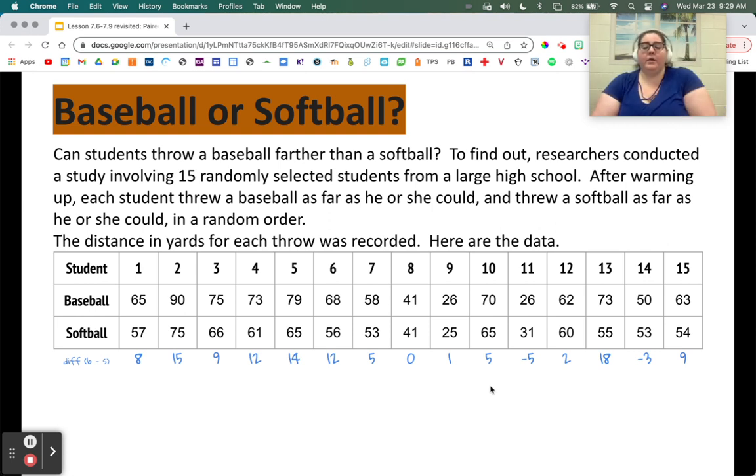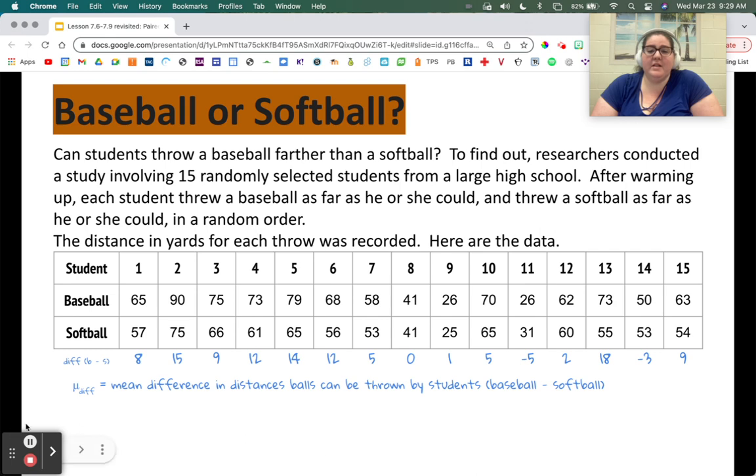So we're going to go through our steps. Our first step is to define our parameter. Now my parameter is technically just one parameter of the differences. So I'm going to write that as mu diff, or you could write mu d, is the mean difference in distances balls can be thrown by students, baseball minus softball. Again, we want to make it super clear in as many places as possible which way we're dealing with, which way we're subtracting.